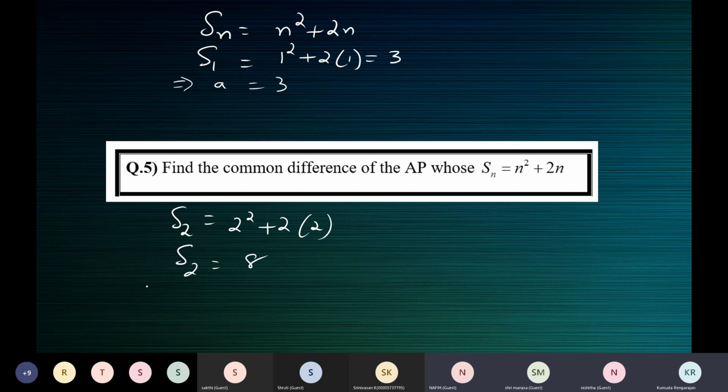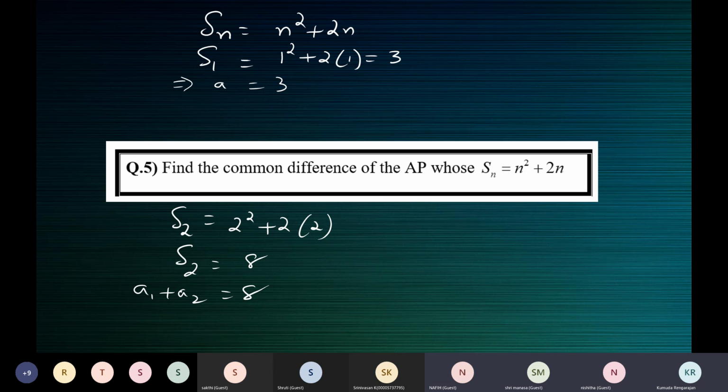Now what is S2? S2 means first term plus the second term is 8. What do we mean by S2? S2 means A1 plus A2, the sum of the first two terms. The sum of the first two terms, that means A1 plus A2 is 8.